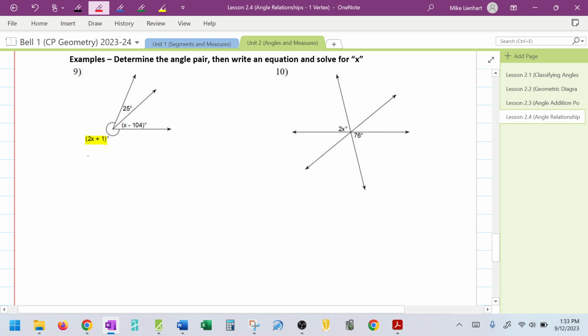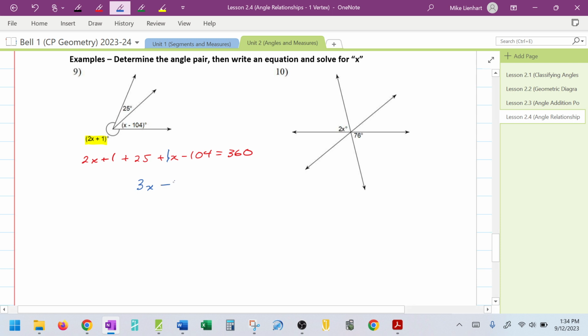Here's what I'm thinking. If I take that angle, 2x plus 1, and add to it the 25, and add to that the x minus 104, I know that all of them have to add up to 360. Now I'm going to put a 1 in front of that x just to remind myself, don't forget about it. And the first thing I'm going to do here is combine like terms. So 2x and 1x, that gives me 3x. I have 1 plus 25 minus 104. So that would be 26 minus 104, or negative 78.